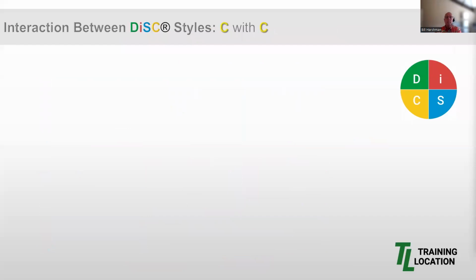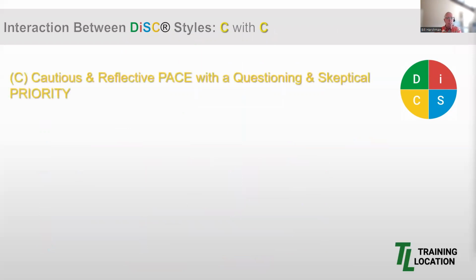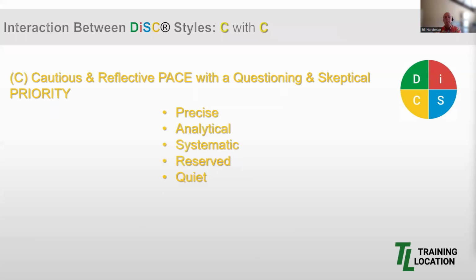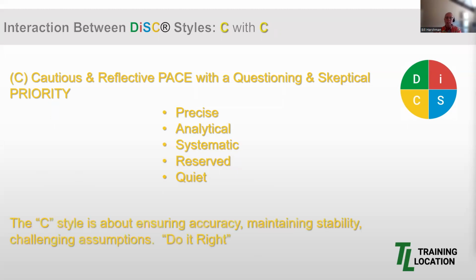Remember, we always consider both pace and priority just to help us begin to understand a style. The C has a more cautious and reflective pace with a questioning and skeptical priority. When we combine this pace and priority, we see refined descriptors such as precise, analytical, systematic, reserved, and quiet. The C style is about ensuring accuracy, maintaining stability, and challenging assumptions. If they had a motto, it would be do it right.